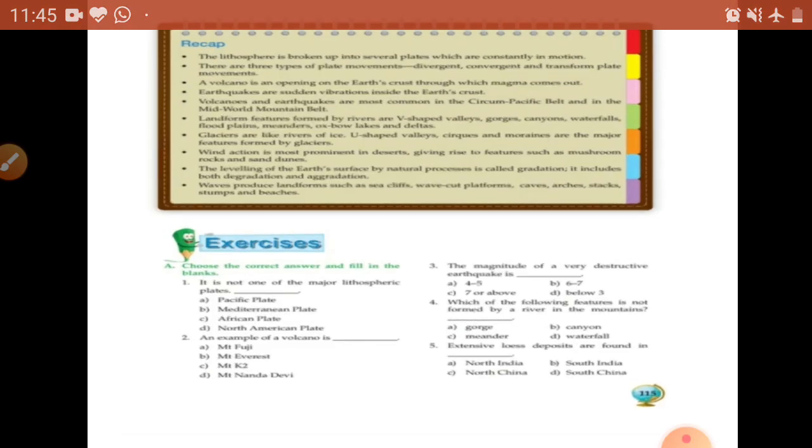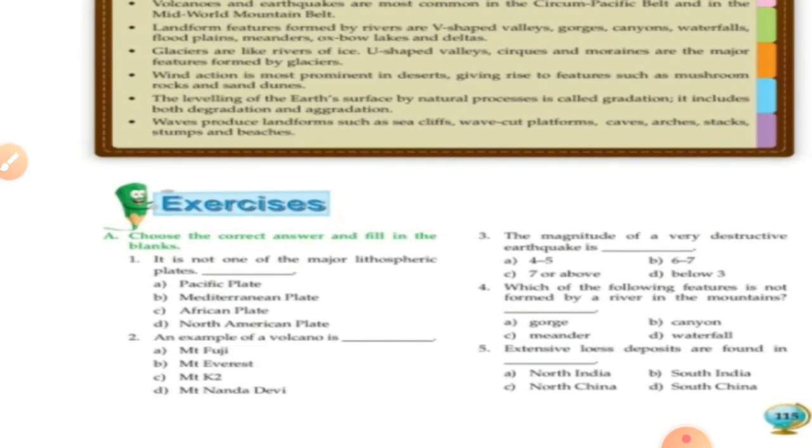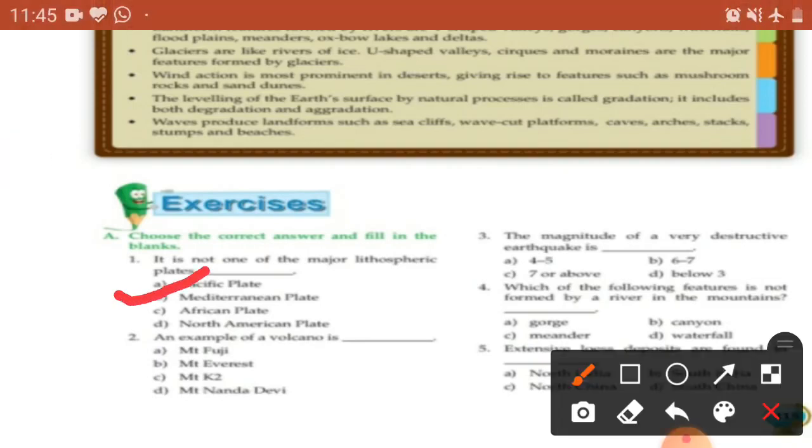Here we have the first question: choose the correct answer. The first question is, which one is not a major lithospheric plate? The options are Pacific plate, Mediterranean plate, African plate, and North American plate. The right option will be option B. Next, an example of a volcano is Mount Fuji, Mount Everest, Mount K2, or Mount Nanda Devi. The answer will be option A, Mount Fuji.